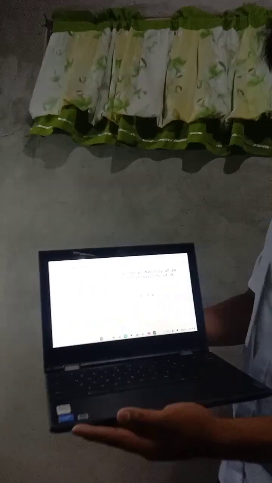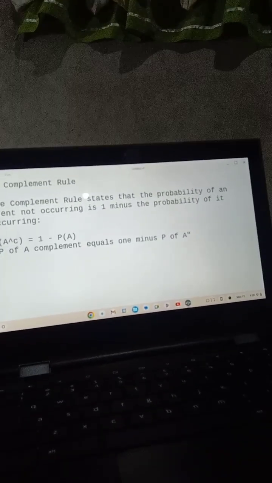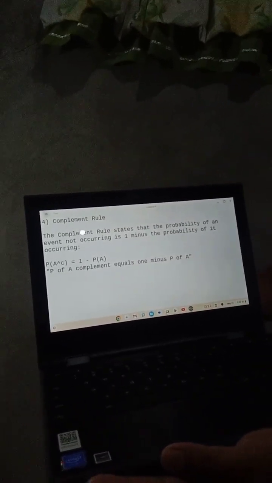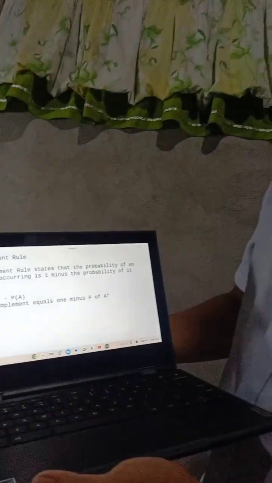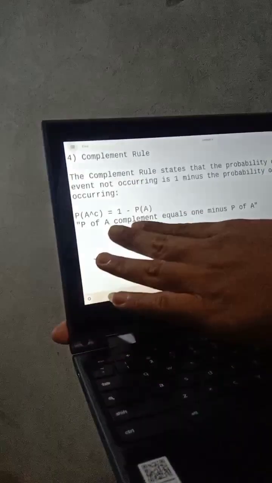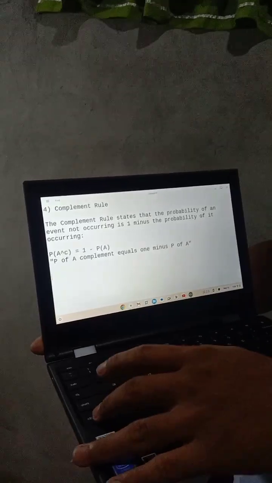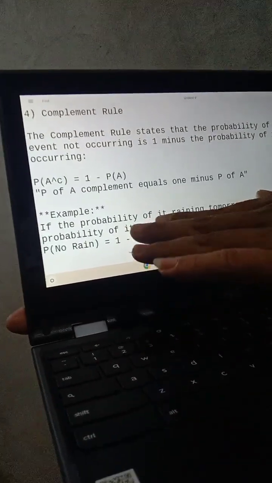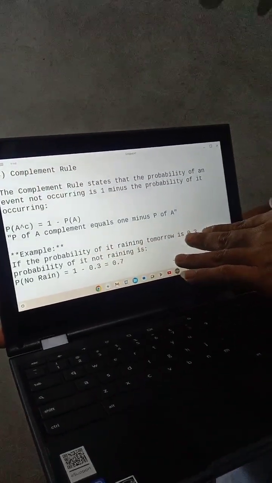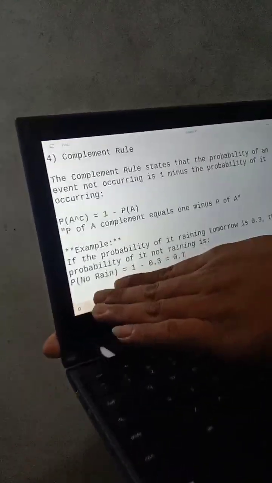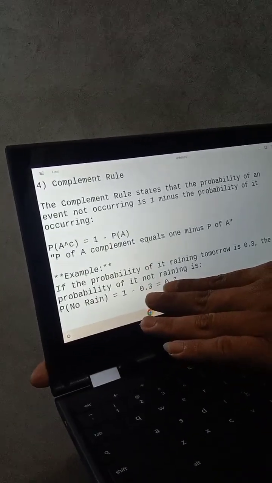Number 4, complement rule. The complement rule states that the probability of an event not occurring is 1 minus the probability of it occurring. So the formula is probability of A complement equals 1 minus probability of A. So we have here an example. If the probability of it raining tomorrow is 0.3, the probability of it not raining is probability of no rain equals 1 minus 0.3, which is equal to 0.7.